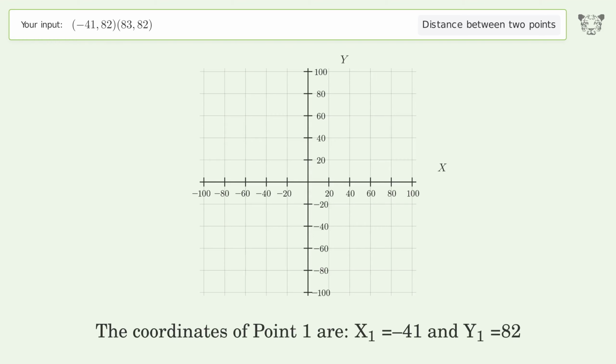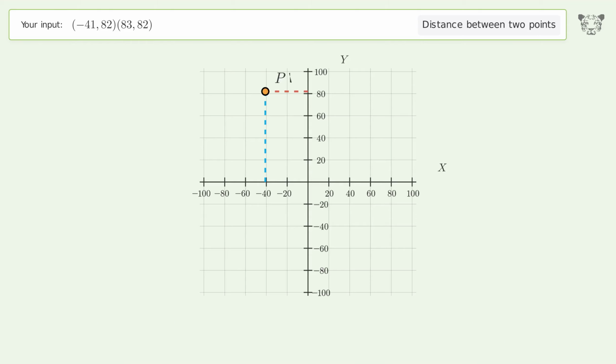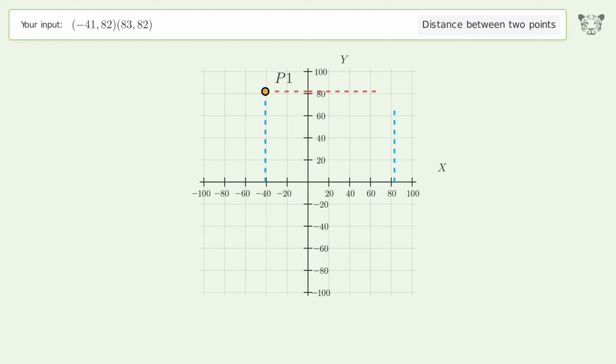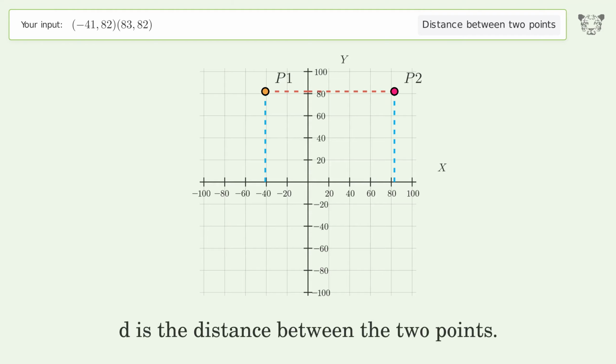The coordinates of point 1 are, x1 equals -41 and y1 equals 82. The coordinates of point 2 are, x2 equals 83 and y2 equals 82. D is the distance between the 2 points.